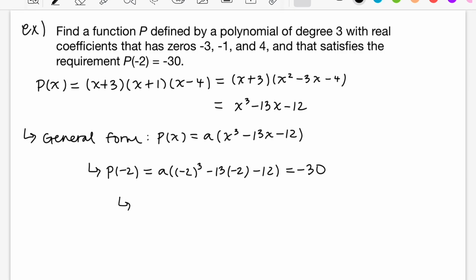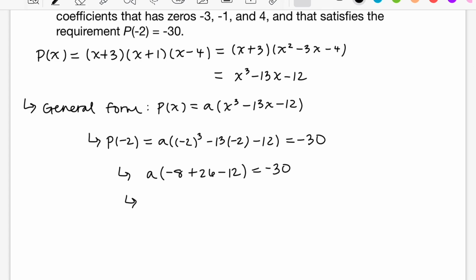So here we'll get minus 8 plus 26 minus 12 times a is equal to minus 30. So this tells us a is equal to positive 6. A times 6 is equal to minus 30, so a is going to be equal to minus 5 by dividing by 6 on both sides.